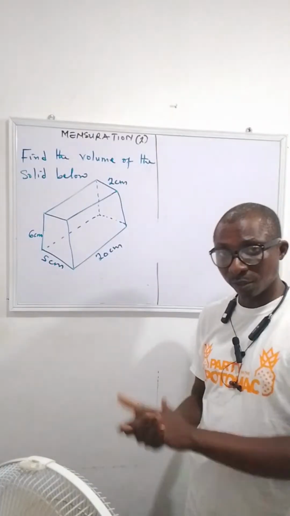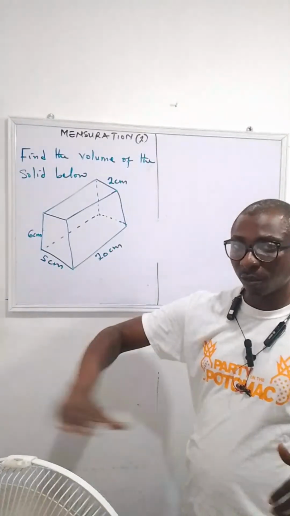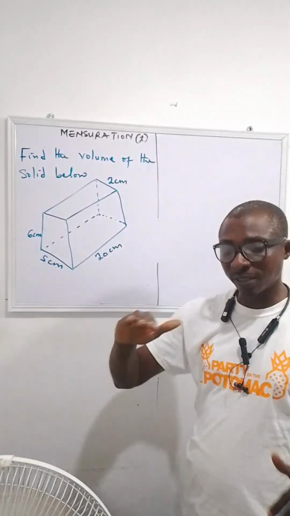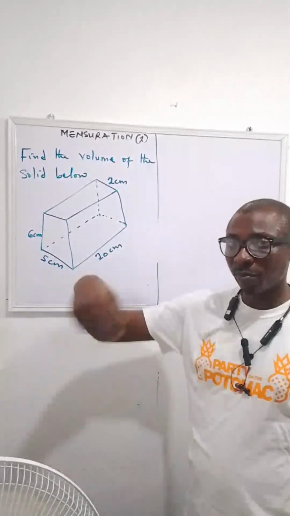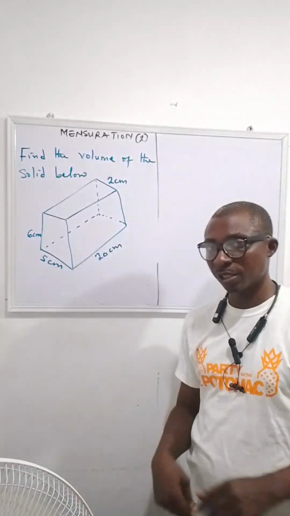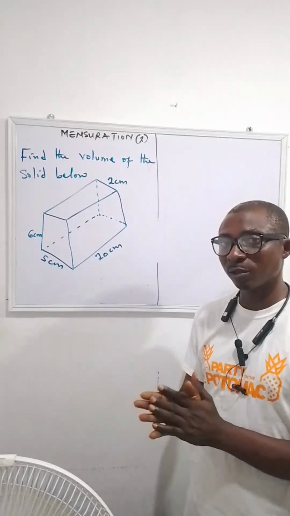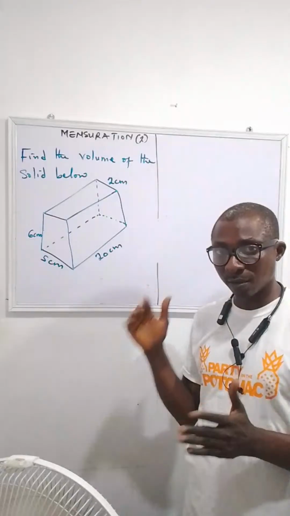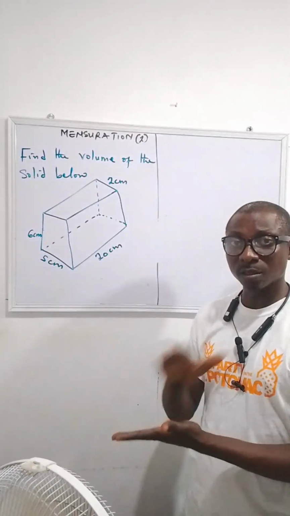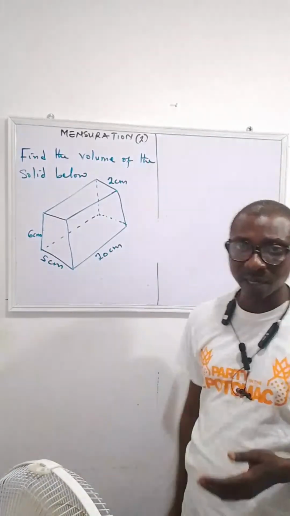Example of a prism is your cylinder. The cross-sectional area of the top of a cylinder is a circle. So we say pi r squared times h. That gives us the volume of a cylinder. The same thing also applies to your cuboid that we just did now. The cross-sectional area, which is a rectangle, times the depth.